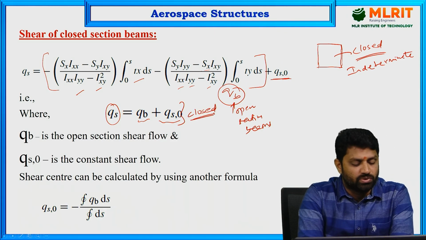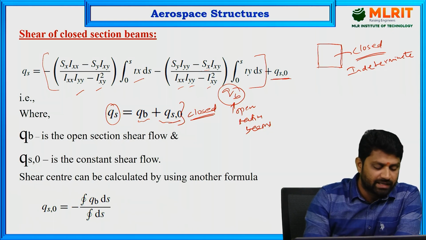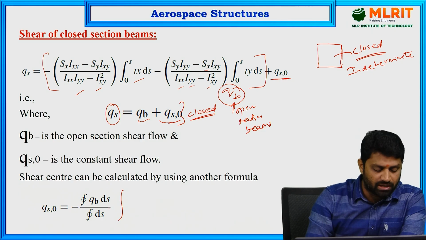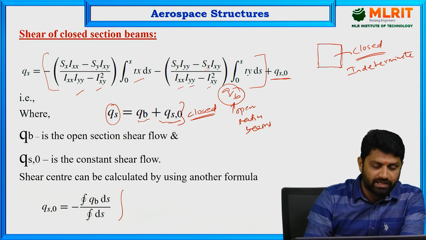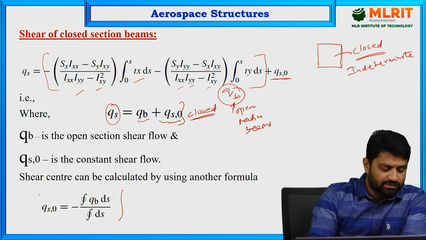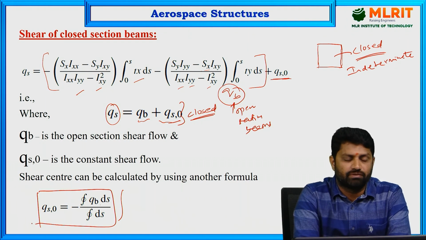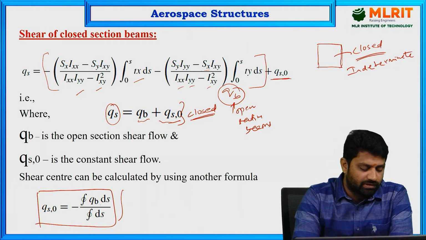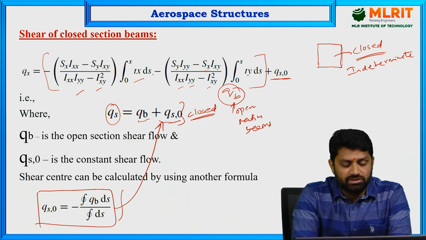So qs equals qb plus qs0, and this additional constant shear flow qs0 can be calculated using the formula: minus of the cyclic integral of qb ds divided by the cyclic integral of ds. That is how you calculate the additional constant shear flow qs0, and once you calculate it, you add it to the existing open section shear flow.